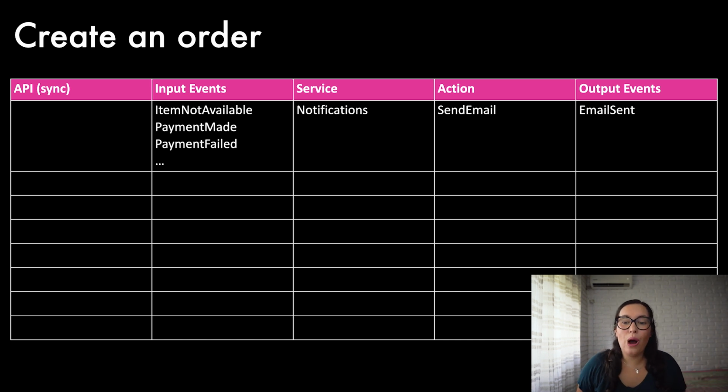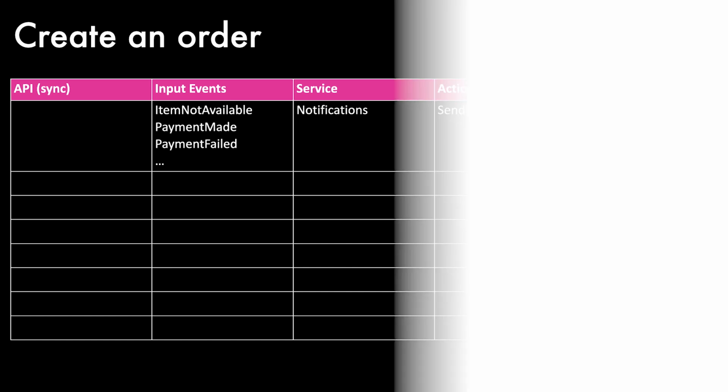So if we want to send an email when anything happens, now we can basically trigger an action on different events. So if the item is not available, we can send an email. If the payment is made and successful, we can send an email. If the payment failed, we can send an email. And you see the point here. So basically, by just using these events to trigger multiple actions, you can extend these applications so easily.